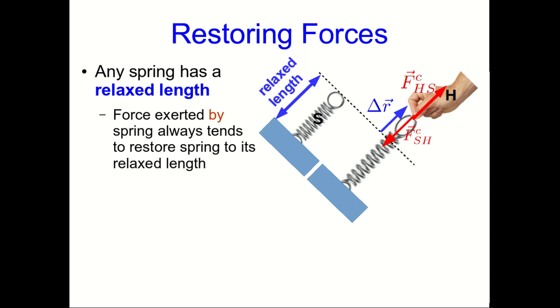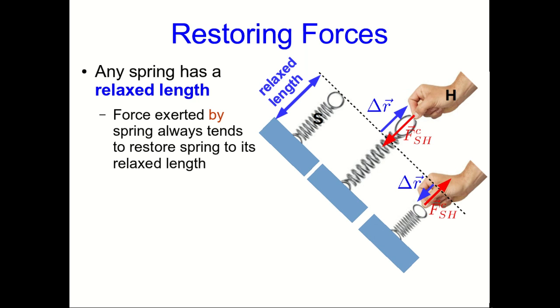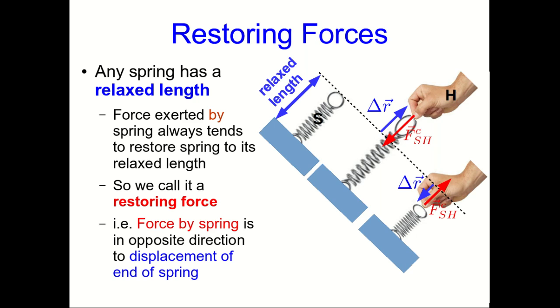Notice that that force by the spring on your hand is pulling back towards where the end of the spring would be if it was at its relaxed length. If you push on the spring instead of pulling on it, then you can feel it pushing back on you. And again, the force that the spring is exerting on your hand is pointing back towards where the end would be if the spring was at its relaxed length. So because these forces that the spring is exerting always point back towards its relaxed length, we call these restoring forces. The other way of thinking of them is that the force exerted by the spring is always in the opposite direction to the displacement vector of the end of the spring.